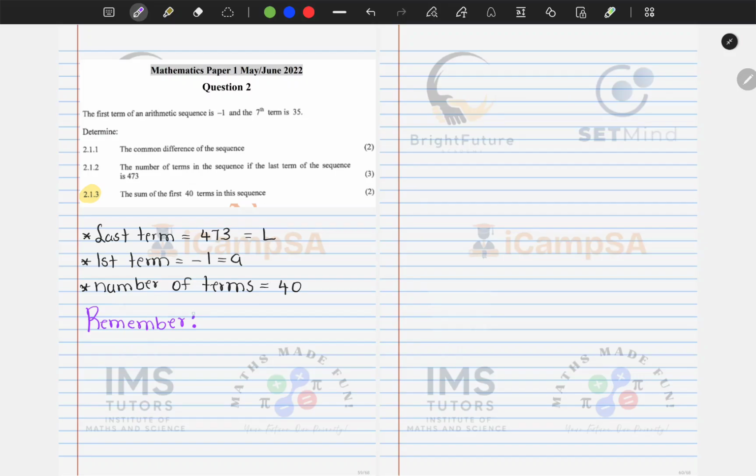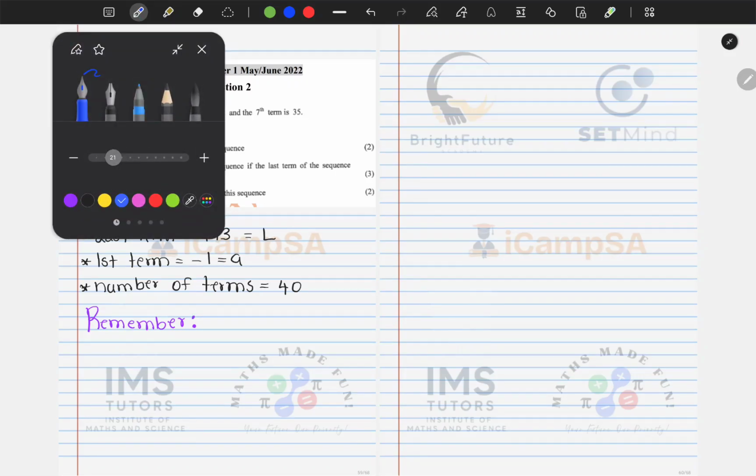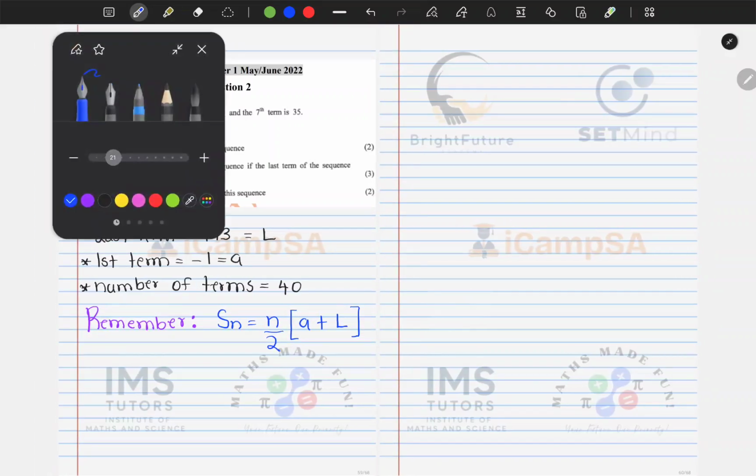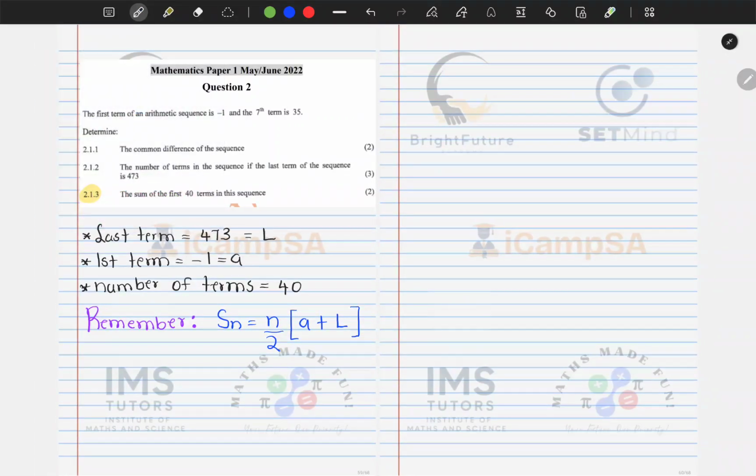We have a summation formula, S_n, which is n over 2. It uses the first term plus the last term to be able to calculate our summation. So since we are looking for the sum of 40 terms, I'm going to have S40, which is going to be 40 divided by 2 into the first term, which is -1, and then plus the last term.